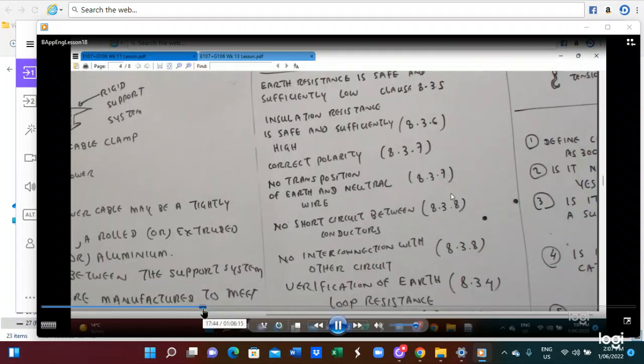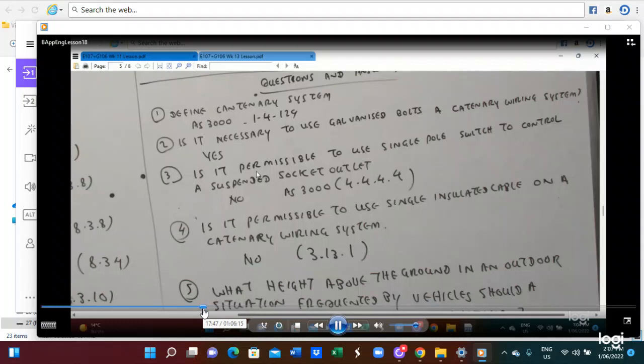This is the question and answer for the catenary wire system. We have the definition of the catenary wire system. The answer you can see here.